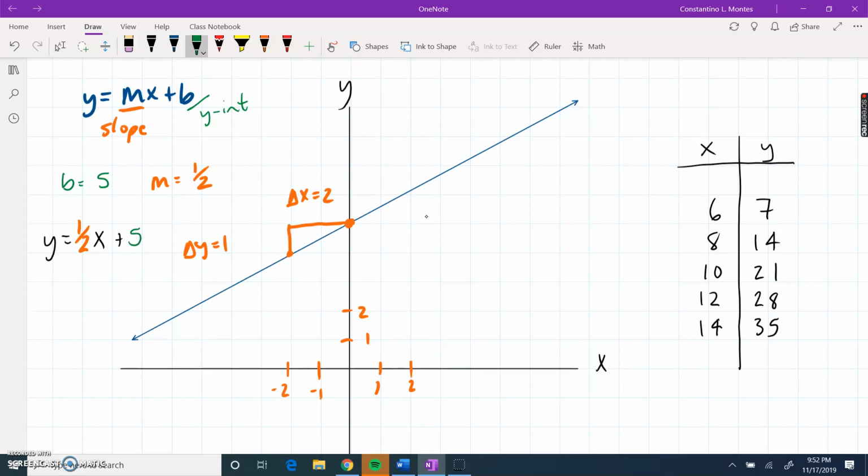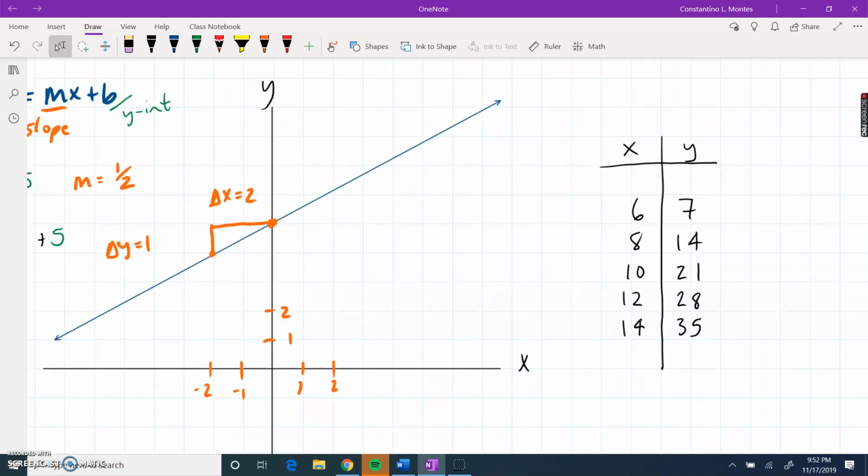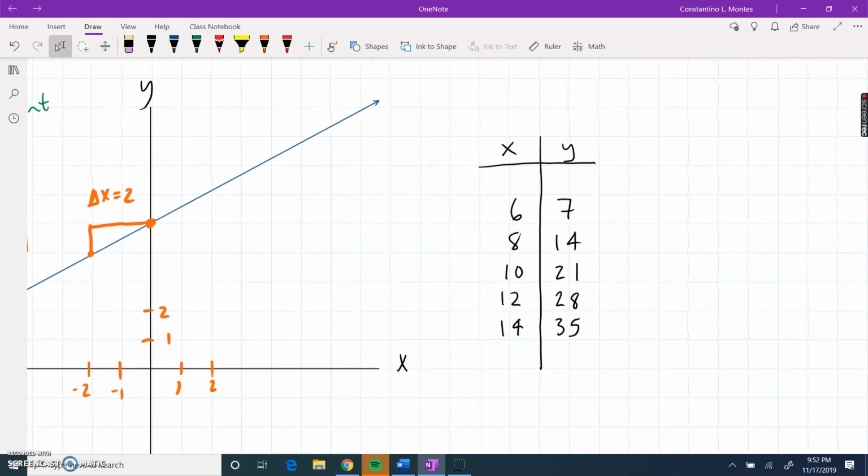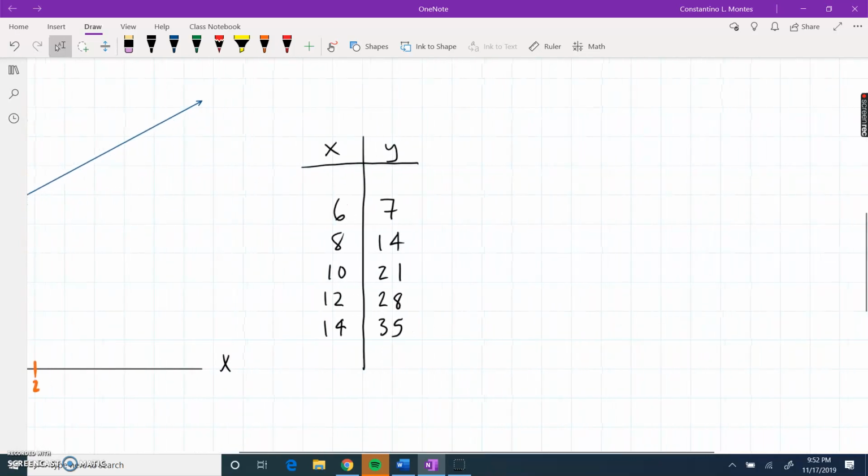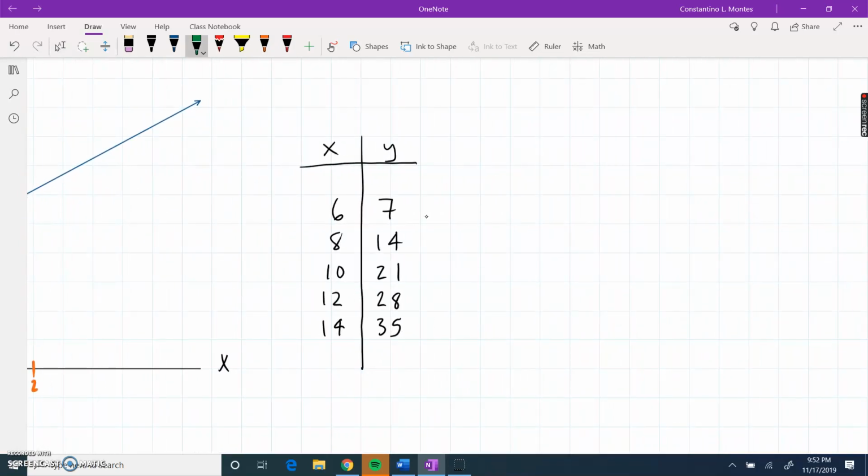Super easy. It's honestly easier to come up with the equation, well, sometimes, than it is to actually graph some of these ones that we've been graphing. So you have to be able to come up with the equation of a linear function from its graph. Now, the other thing you have to be able to do is come up with the equation from a table.